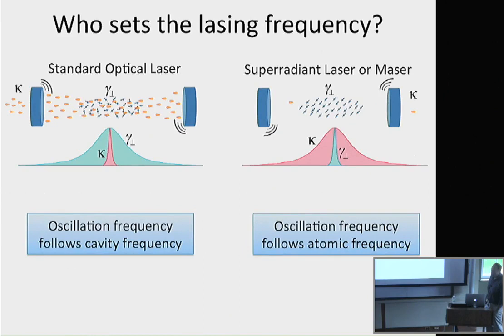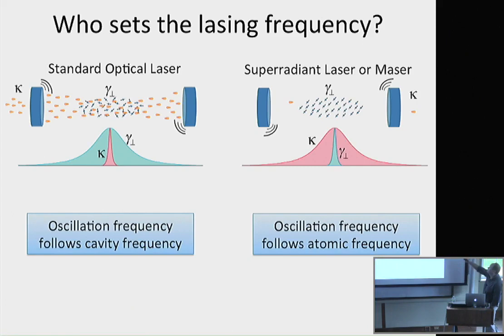So why is it interesting to use this very narrow transition? Well, the reason it's interesting is because in a standard optical laser, the gain medium has a width, which I'll describe by gamma perp here, which is actually very broad. It means the gain medium is very incoherent, whereas the cavity alignment described by kappa is quite narrow. And what that means is if I shift the cavity resonance frequency, the lasing frequency will almost follow one-to-one the cavity resonance frequency. That makes you very sensitive to vibrations in the system.